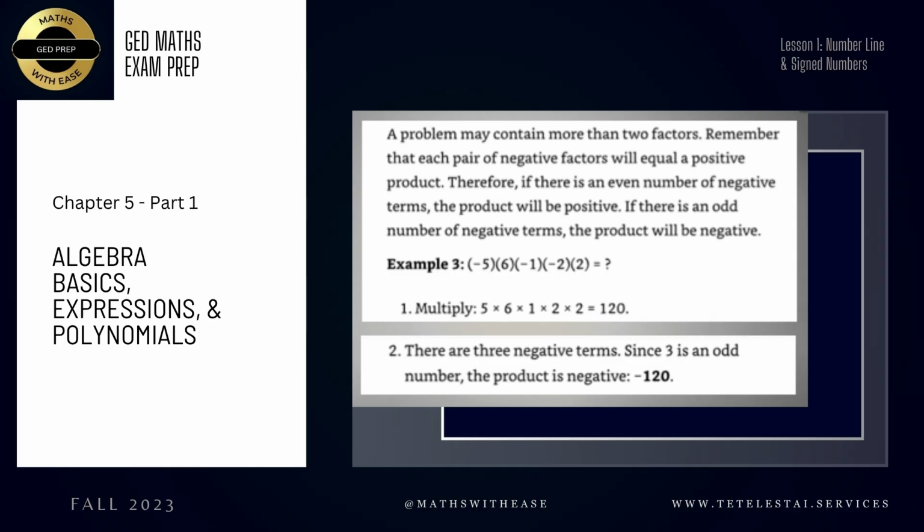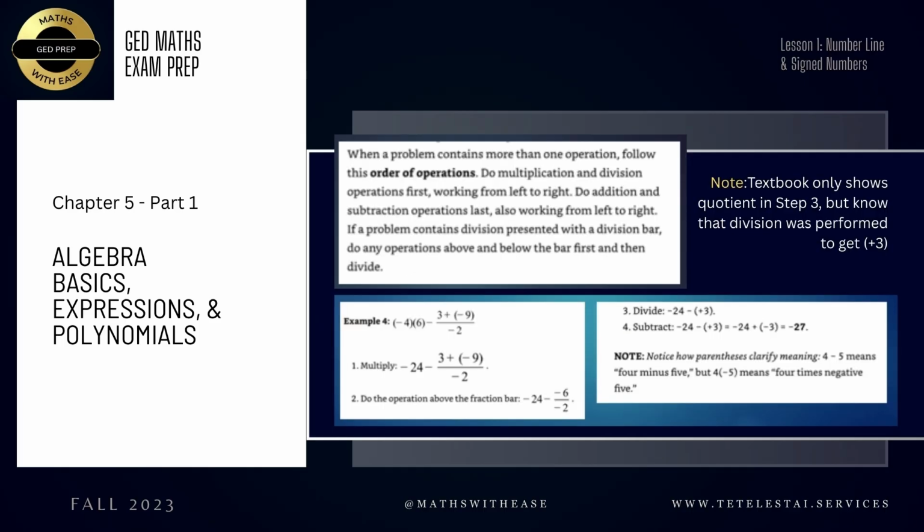Good question. When a problem contains more than one order of operations, do the multiplication and division operations first, and then work from left to right, and then do the addition and subtraction operations last, also working from left to right. If a problem contains division presented with a division bar, you want to do any operation above and below the bar first, and then divide, okay? So let's zoom in on this example.